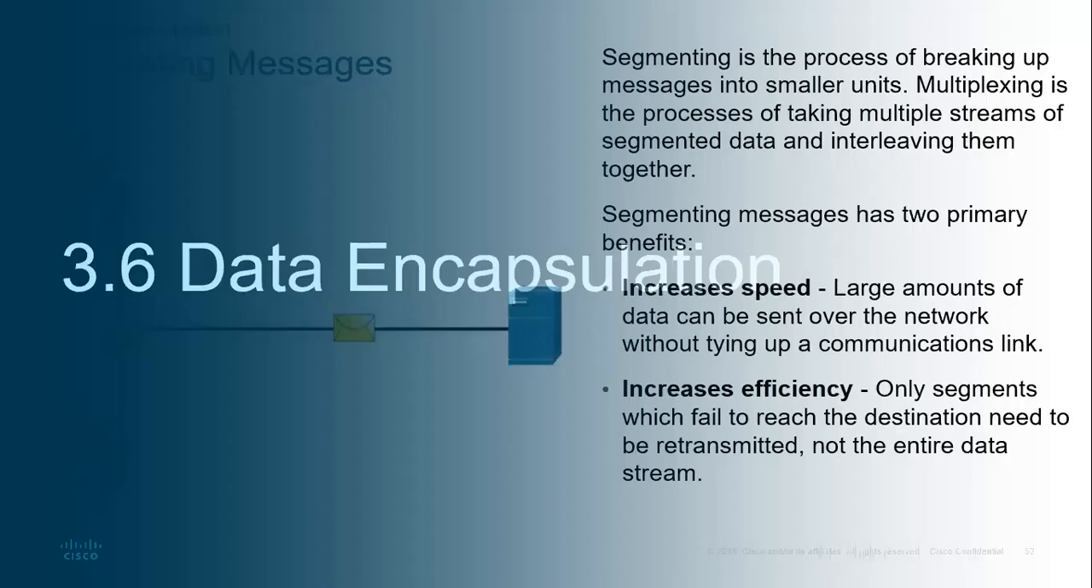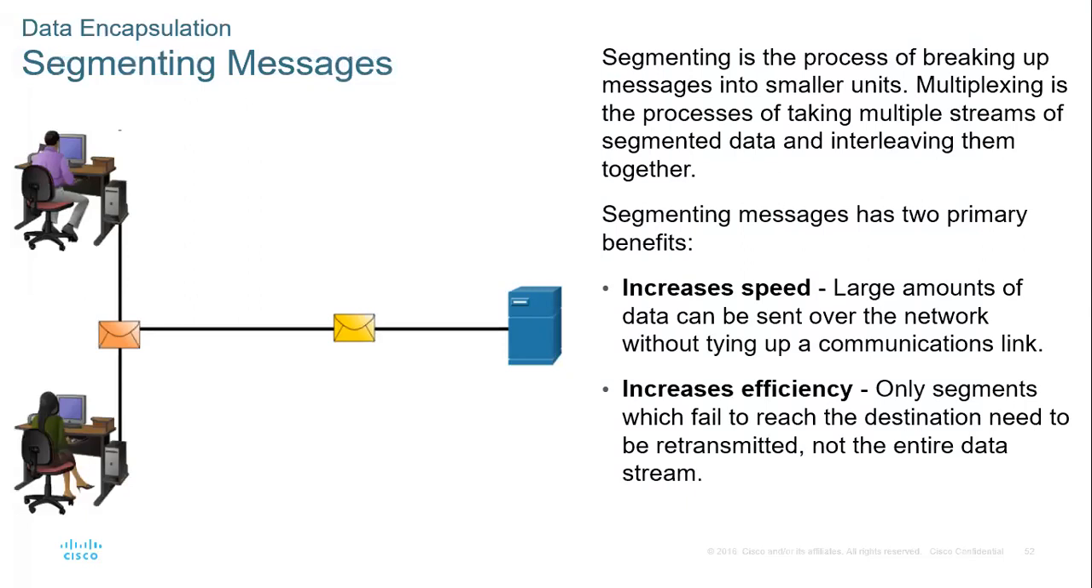Data encapsulation, segmenting messages. Segmenting is the process of breaking up a message into smaller chunks. Multiplexing is the process of taking multiple streams of segmented data and interleaving them together. Segmenting messages has two primary benefits: increased speed and increased efficiency.